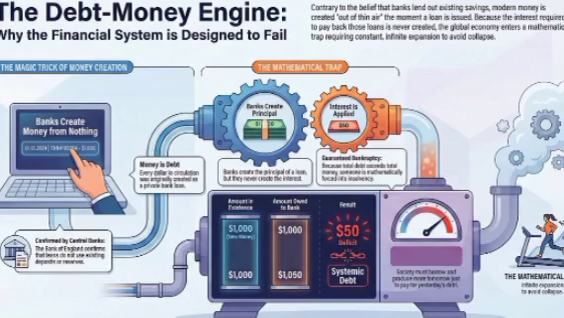Someone is structurally designed to lose, to forfeit their collateral, to hand over real physical assets to the bank to settle a debt made of abstract ledger entries. So we are running our entire global civilization on a mathematical paradox.